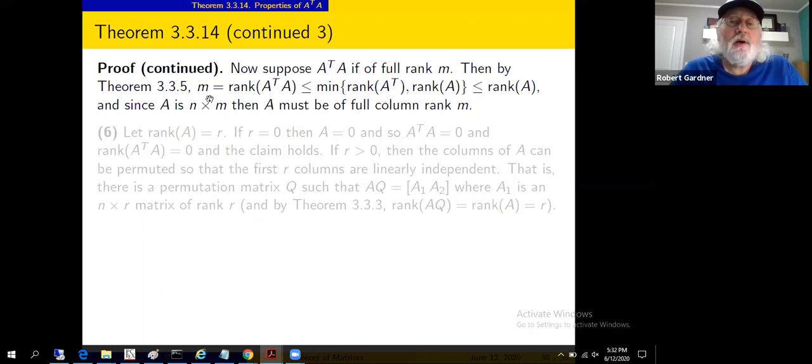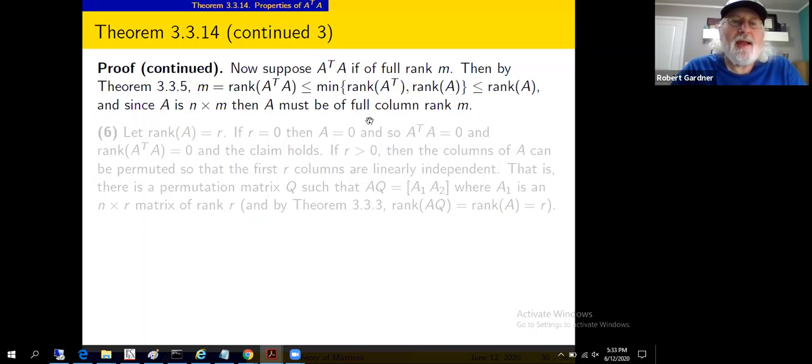So M, the parameter determined up here, is related to matrix A, and that A is N by M. So we've shown M is less than or equal to the rank of A. Well, if A has M columns, then the number of columns equals the rank of A or more. There's not room for more pivots if you think of it in that sense. So it must be that A is full column rank.